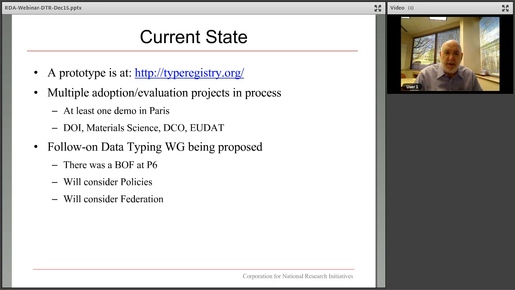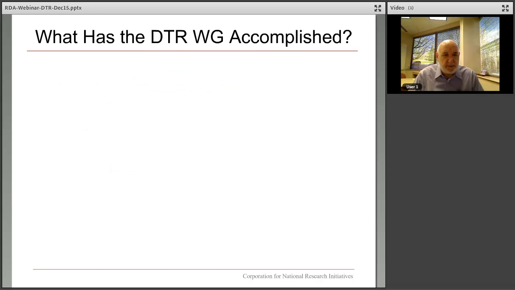There's a follow-on data typing working group being proposed. In fact, I hope to see the charter for that today. Assuming that goes forward, as I hope it will, then there'll be a second working group that will consider policies, federations, try and nail down the data format, etc., the data model, and so on. So, what have we really accomplished? I'm going to do this and then get into a couple of specific examples.